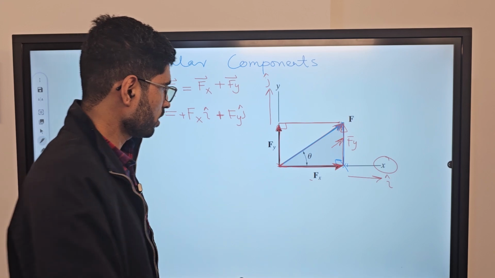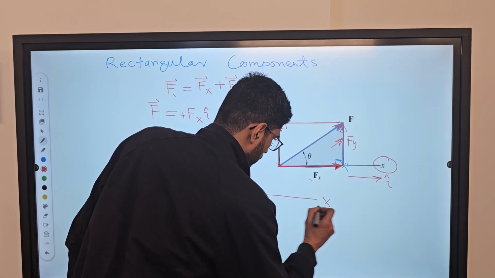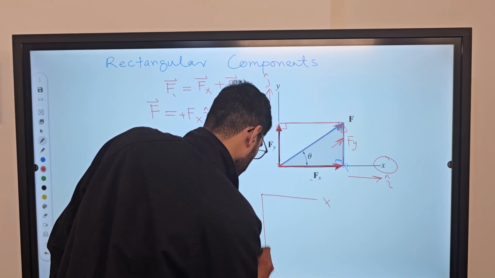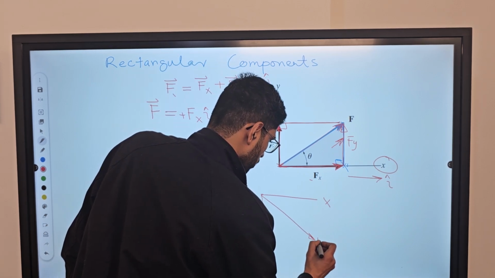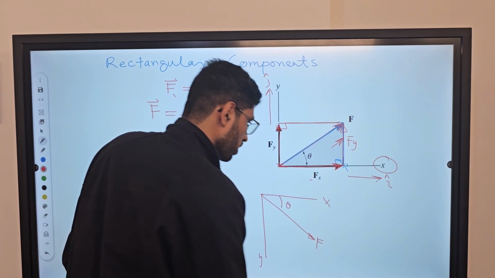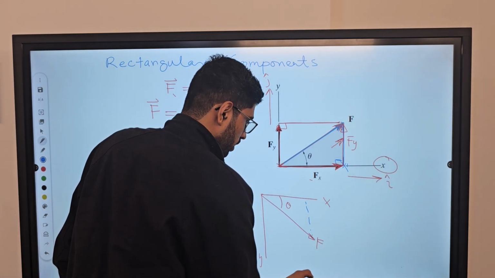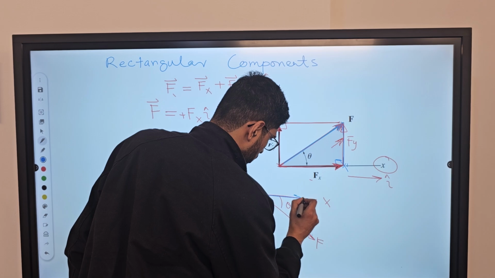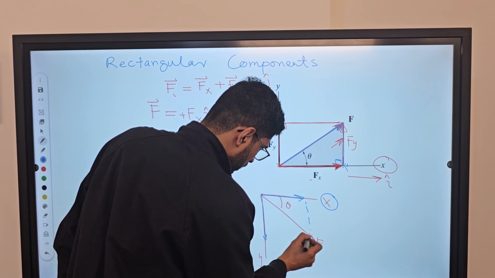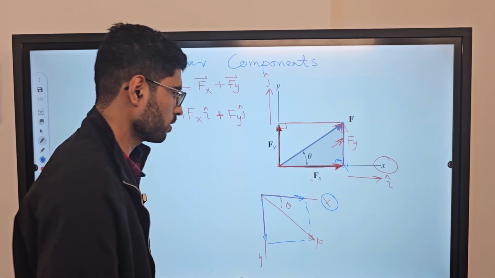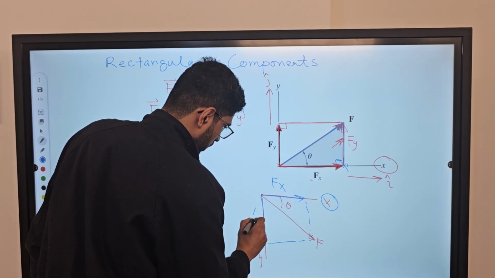If, let's say, this force F was acting somewhat like this, if this was our positive x-axis and this was our positive y-axis, and this was that given force F and it is making some angle theta with the x-axis, then if we drop a perpendicular from the head of this force F, we will have the f of x component in the positive x direction, and we will have f of y in the negative y direction.